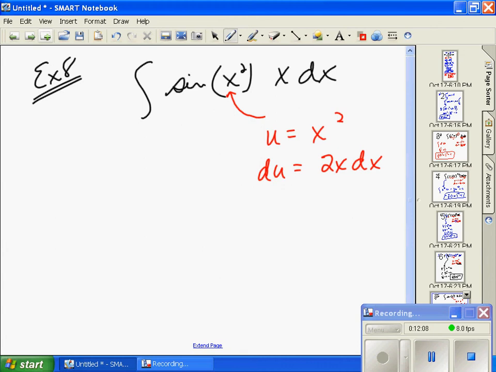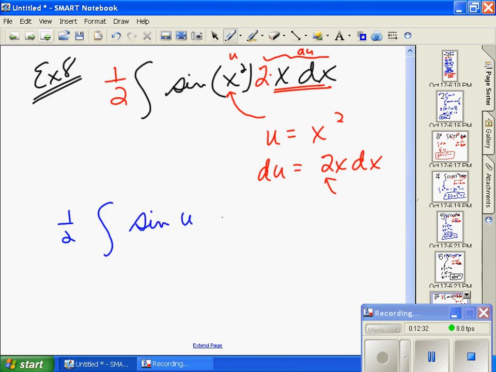If I look here, I have an x dx, I'm missing the 2. Multiply by 2, and write a 1/2 out front. So this is my u right here. All this is my du. So I rewrite this as 1/2 times the integral of sine of u du.